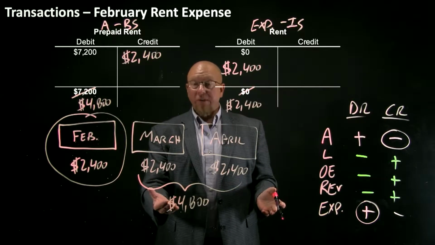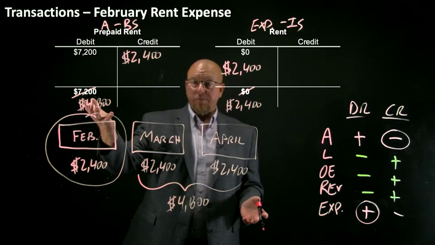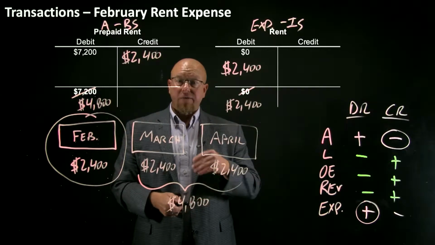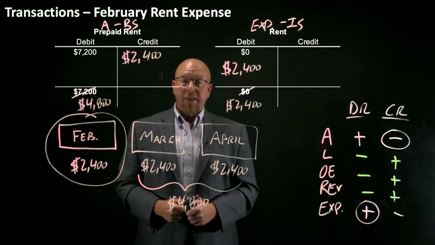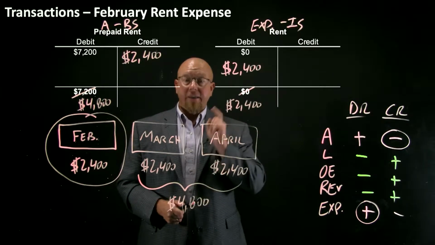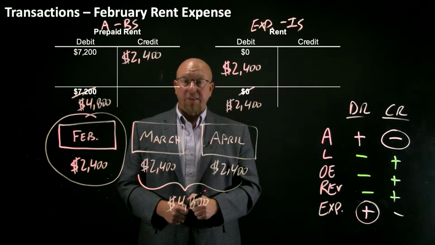What's the value of that? Well, the value is $4,800 because we can stay in this facility for March, we can stay in it for April, and we've already paid that expense. That's an asset. That is an economic resource that the business can use.